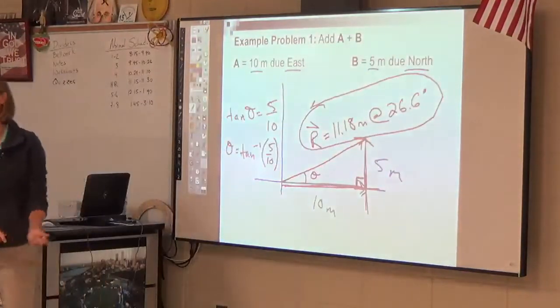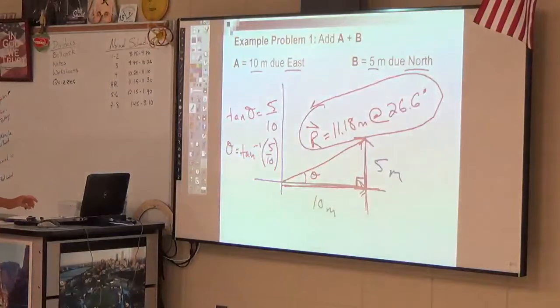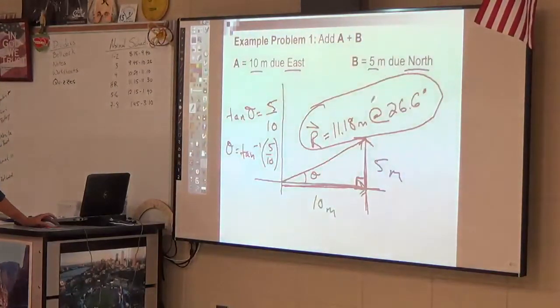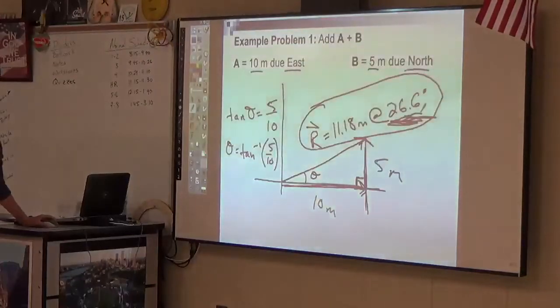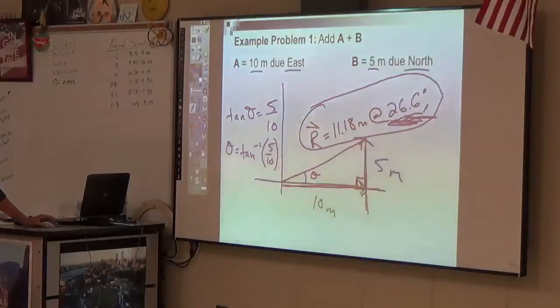That's our resultant. That is what you get when you add those two vectors. When you add two vectors, your answer is a vector. So please don't forget the magnitude and direction part. Don't leave that off. You don't need to add like northeast or anything. You could have said 26.6 degrees north of east, but you don't really need to.